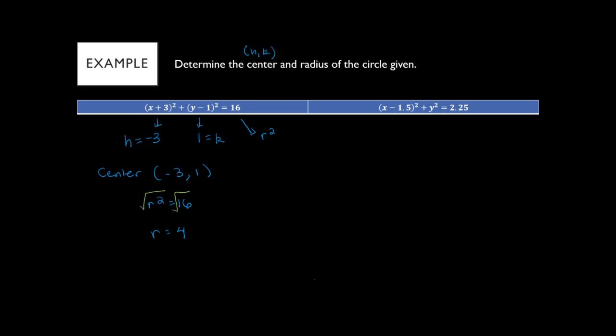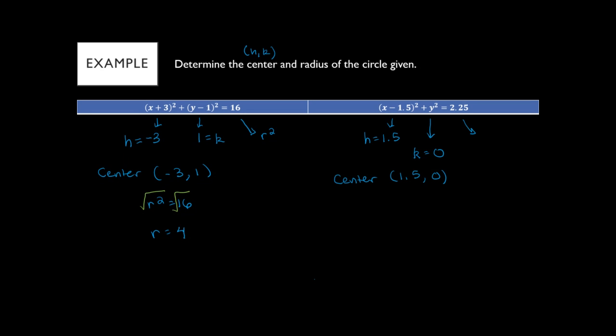So in the equation on the right, in parentheses of the x, we have minus 1.5. So that's going to give us a positive 1.5 for h. With y, we don't have any number in parentheses at all. It's not y minus anything or y plus anything. So that actually tells us that our k value is 0 because we don't have any number there. So our center is 1.5 comma 0.